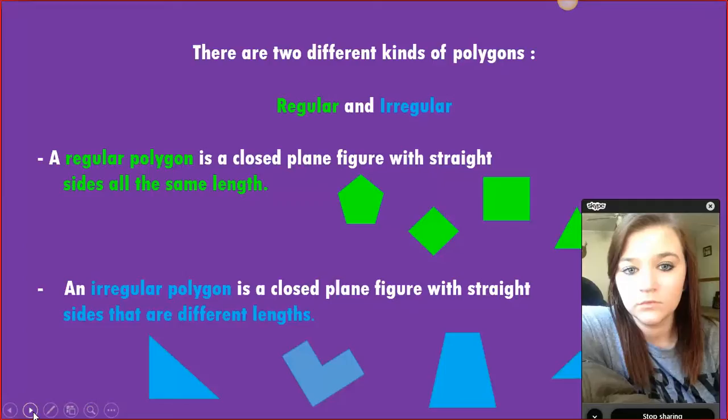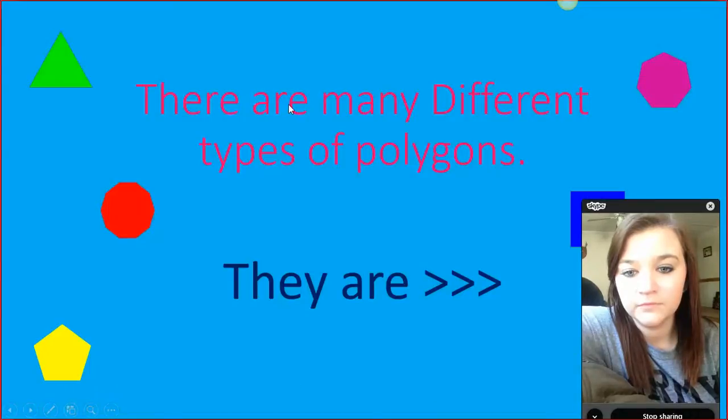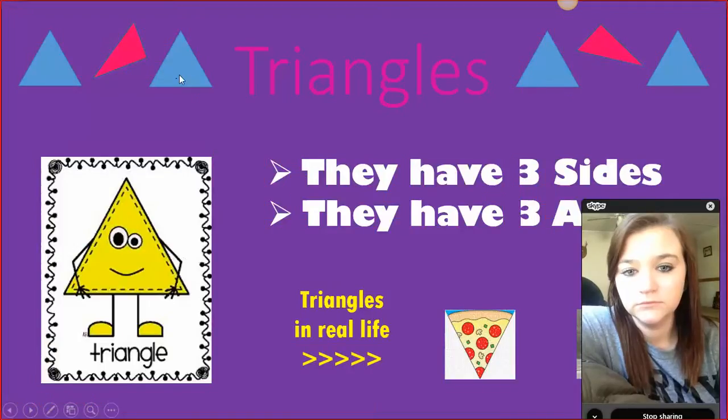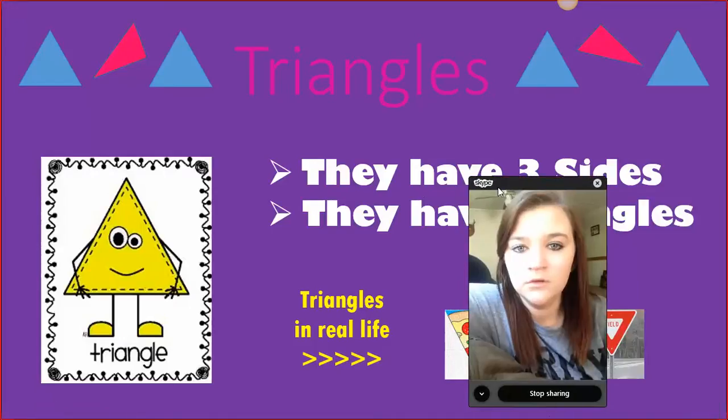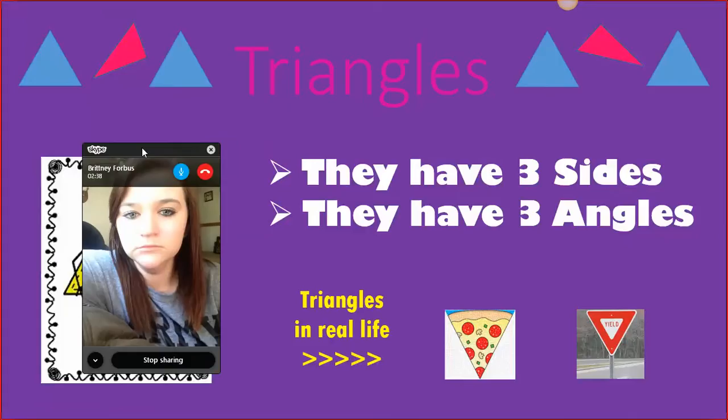Regular polygons are closed plane figures with straight sides that are all the same length. An irregular polygon is a closed plane figure with straight lines that are different lengths. There are many different types of polygons. Triangles have 3 sides and 3 angles. Some of the triangles that we see in real life include pizza or a yield sign that you may see when your parents are driving, things like that.